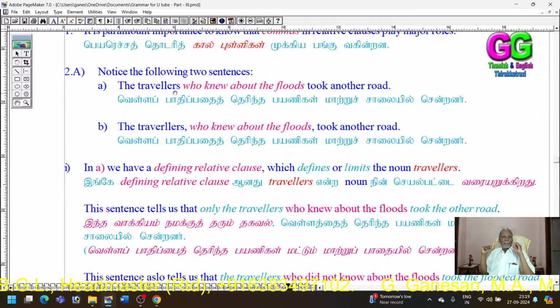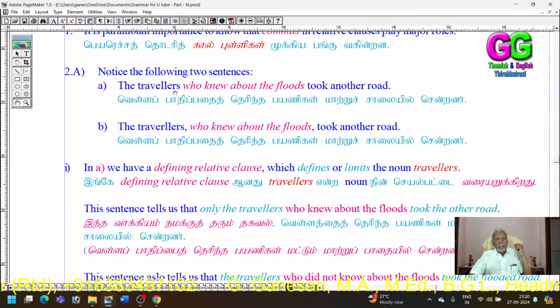These are the two meanings. The travelers who knew about the floods took another road has two kinds of meaning. One meaning is only the travelers who knew about the floods took another road. The other is that the travelers who did not know about the floods took the same flooded road. These are the two meanings of the defining relative clause.